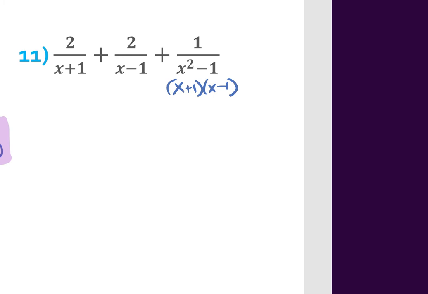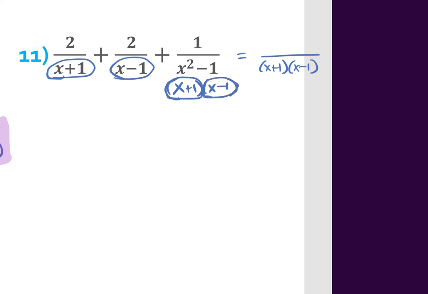Now go through and look at my factors, right? I've got an x plus 1, an x minus 1, and then an x plus 1 times an x minus 1. So when I'm listing to find my least common denominator, all the different factors are going to get made. So I have an x plus 1. I have an x minus 1. I have another x plus 1. I don't need it if it just repeats. I have another x minus 1. I don't need it because it repeats.